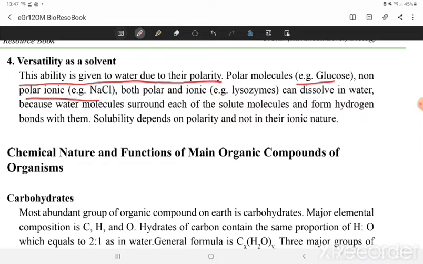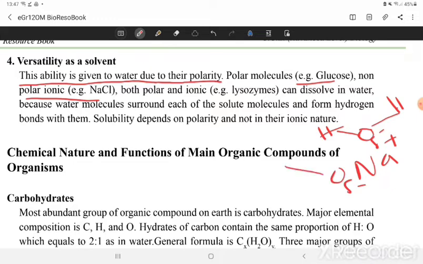You know water molecules, when there's a sodium plus ion, you know how water molecules surround this sodium plus ion, with the delta minus oxygen, or the delta plus hydrogen, right? So you see, ion-dipole interactions, which you learn in chemistry. So the ability is given to water due to its polarity.